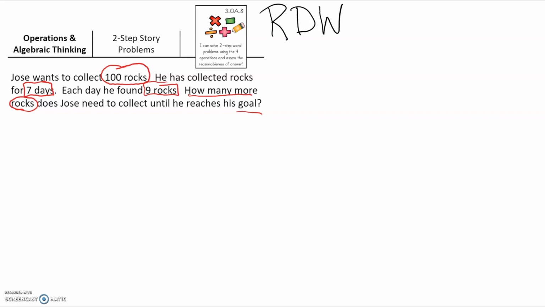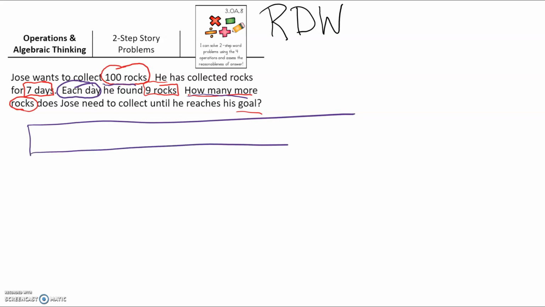I'm going to go back with a different color and see if I can find some more words, more information to help me. Jose wants to collect 100 rocks. He has collected rocks for 7 days. Oh, there's some key words. Each day he found 9 rocks. How many more rocks does he need to collect until he reaches his goal? Okay. Well, it looks like we have a little guy who wants to collect 100 rocks. That is his goal.